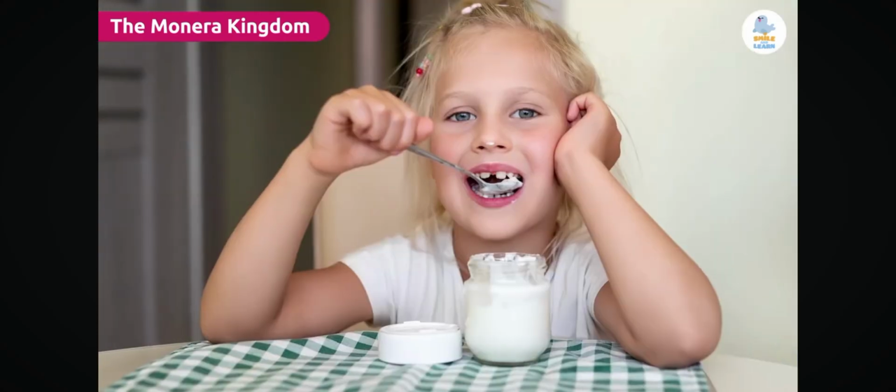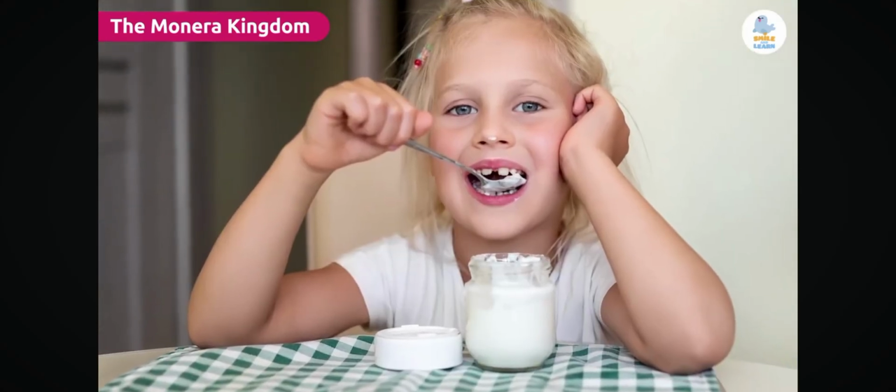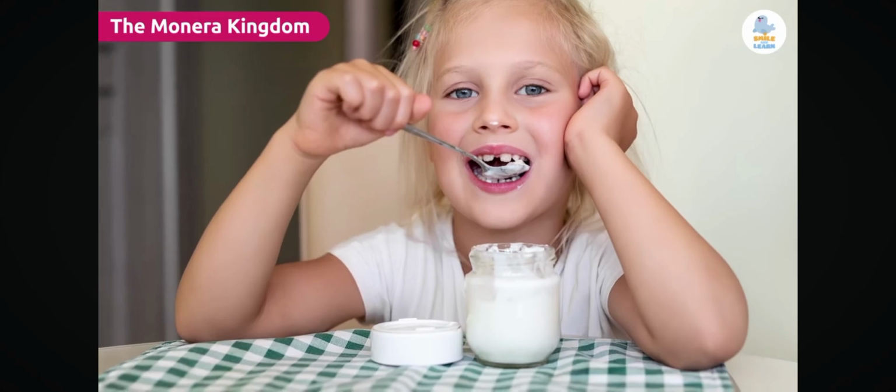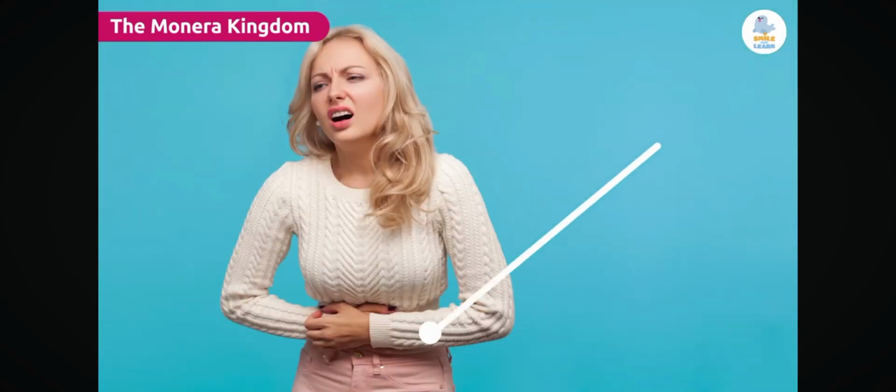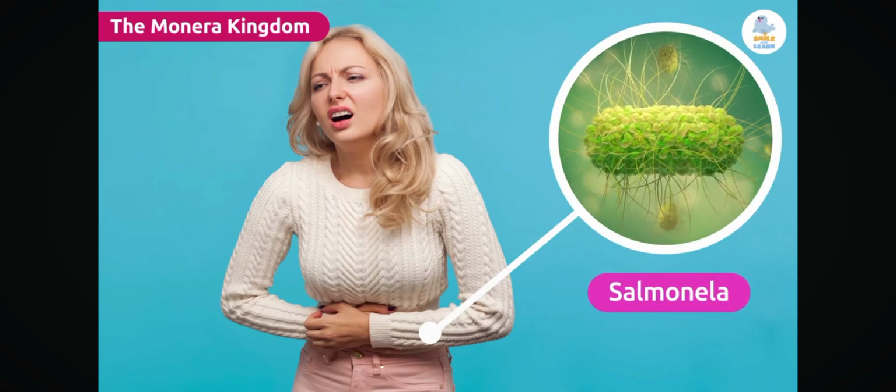Now that's a cool fact. Did you know that there are some beneficial bacteria for humans? Like those that make yogurt, and others that are harmful that can cause diseases such as salmonella.